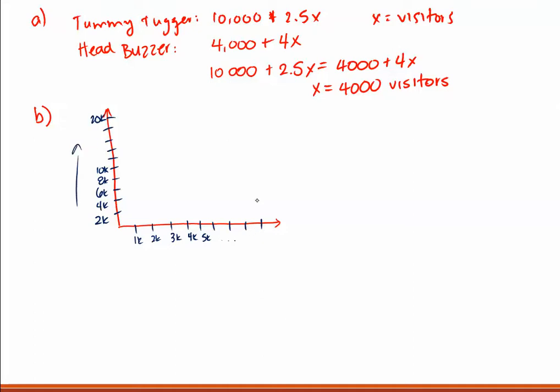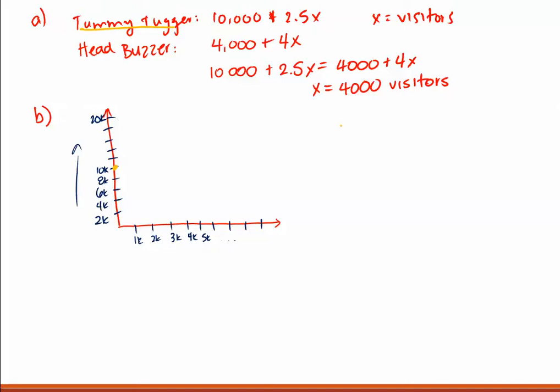Now, the equation for the Tummy Tugger is going to look like this. I'm going to choose a different color. Orange would work. So the Tummy Tugger will be orange. We start at 10, and then for every, let's say, 1,000.